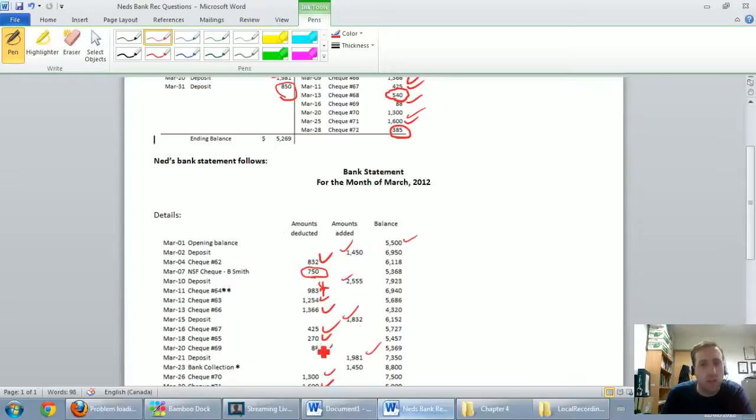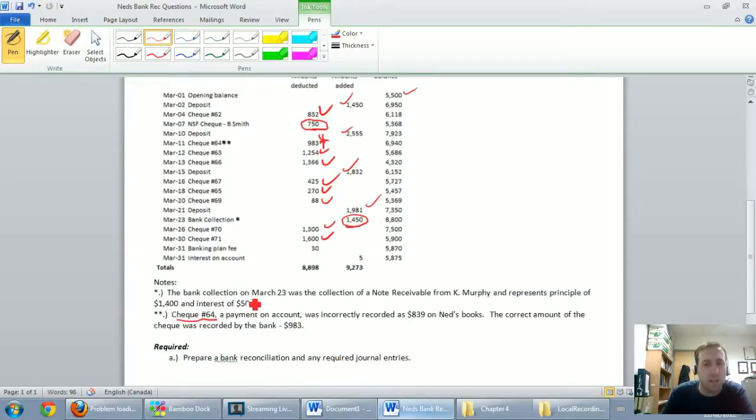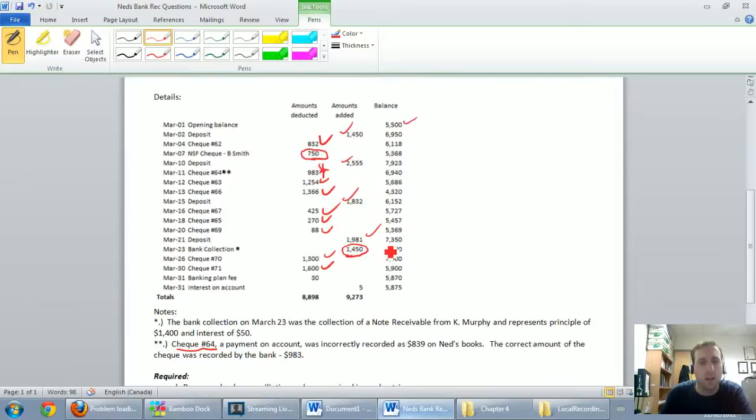Continuing to scroll down, everything else is matching until I get to this bank collection 1450. There's an asterisk beside it that says the bank collection on March 23rd was the collection of a note receivable from K. Murphy and represents principal of $1,400 and interest of $50. Okay, fair enough. We'll deal with that in its time. Check 70, check 71, both were fine. And then there's a banking plan fee, basically a service charge of $30, and we earned $5 whole of interest.